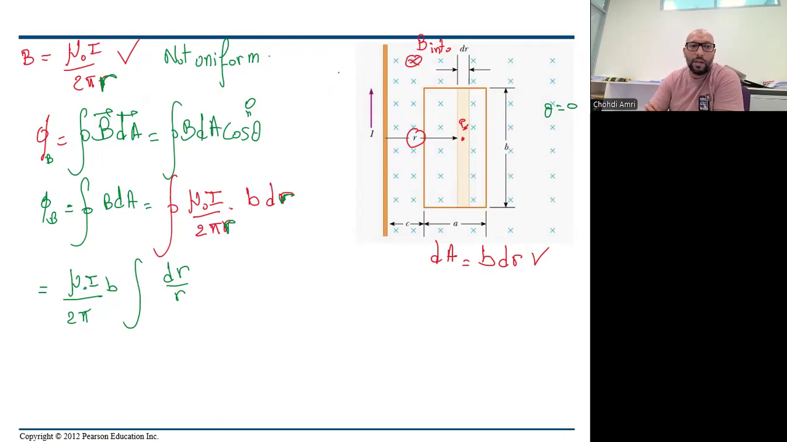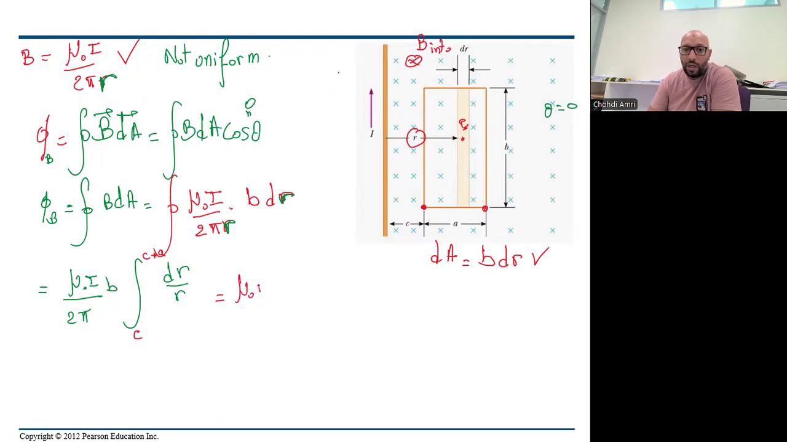From where to where is this r varying through the closed line? R is varying from this point to this point, so it's varying from C to C plus A. What's the primitive of dr over r? It's going to be ln of r.